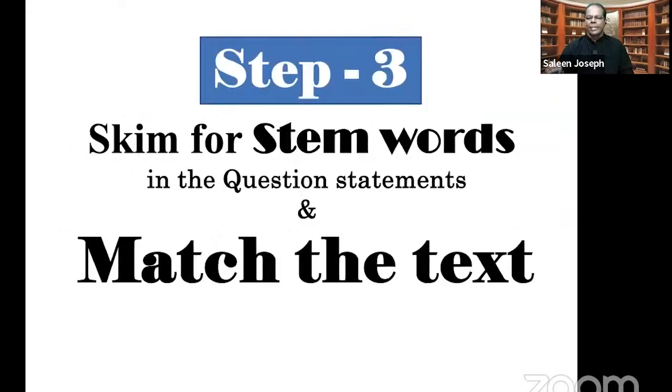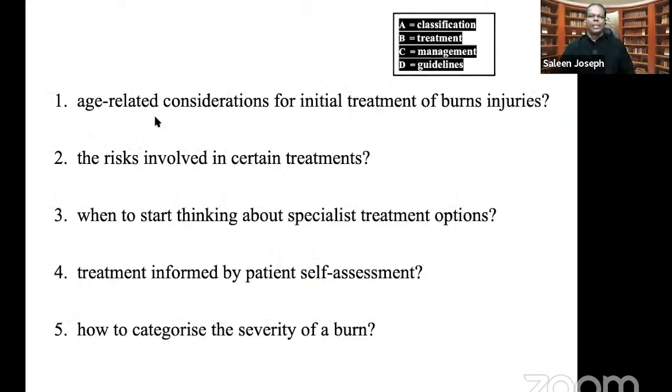Step 3, skim for stem words in the question statements. Now we have seen the main words and skimmed the text. Now we are going into the question statements. Taking the clue from the question statement, we will be matching the text. Sometimes you have 5, sometimes you have 6. Most of the time you have 7 questions to match the text. Say this statement is from text A or B or C or D. Now, could you tell me what is a hedging word here which leads you to one of these texts?